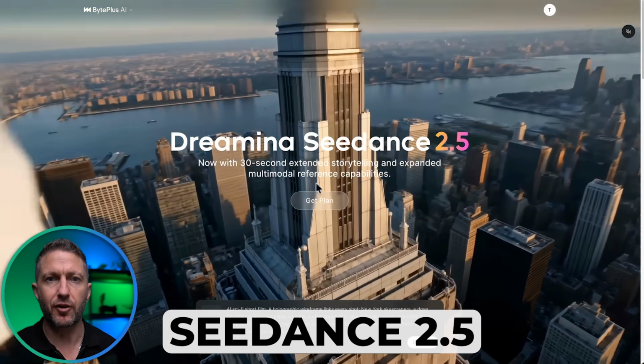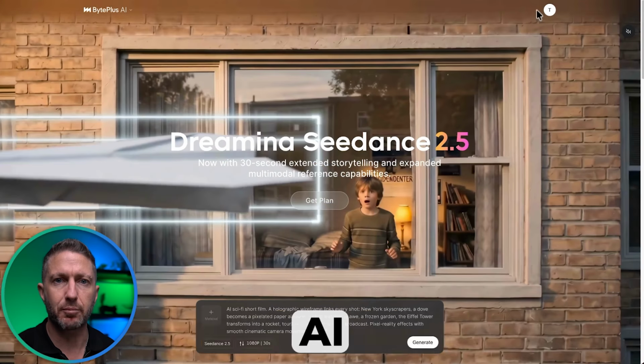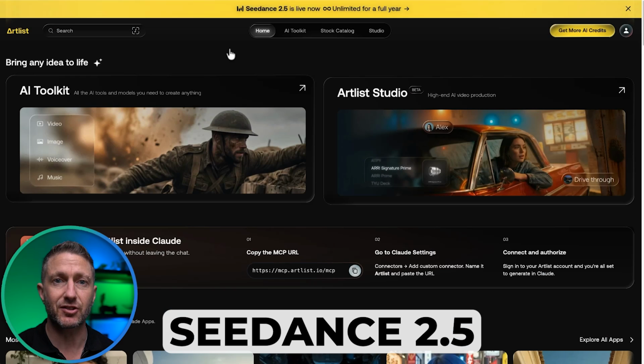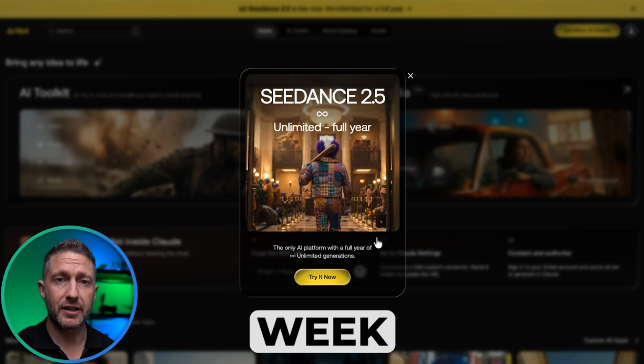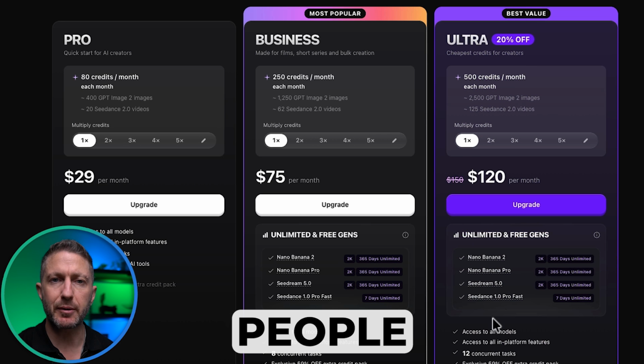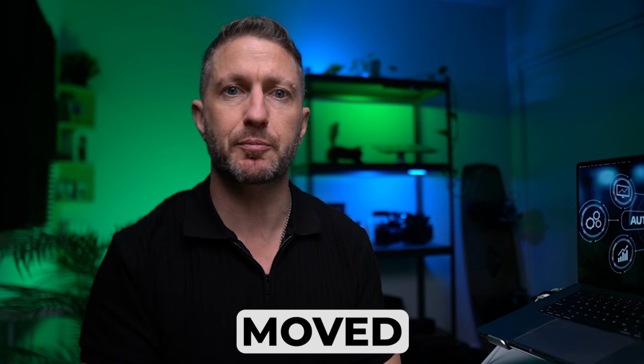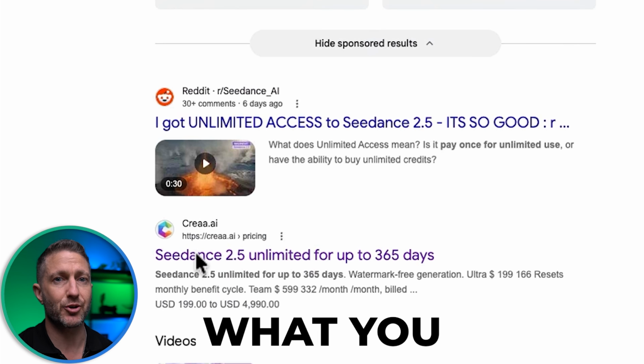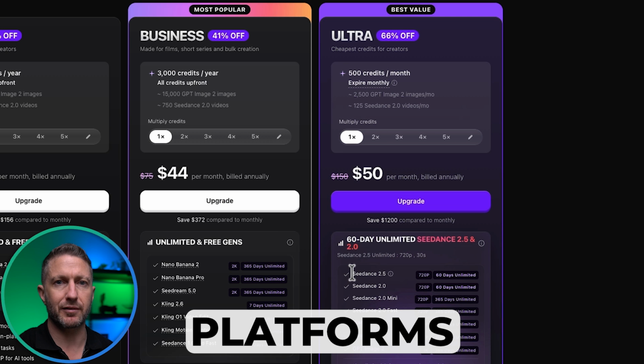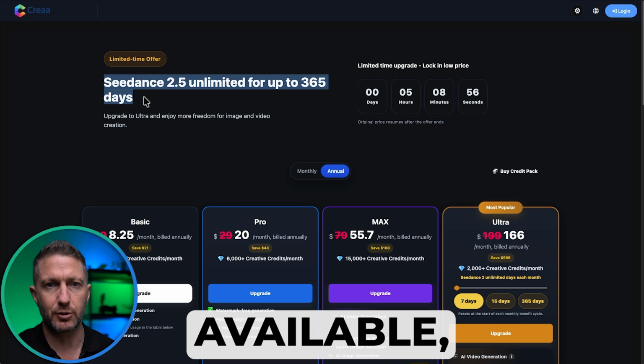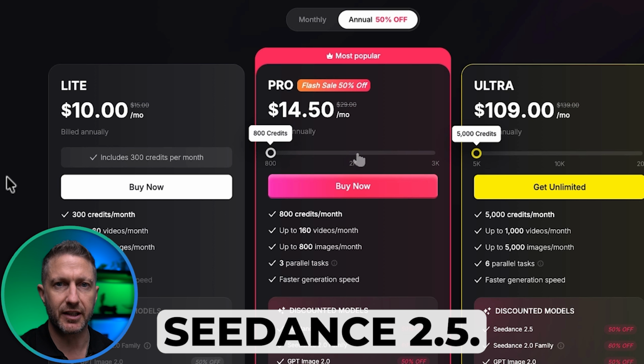When Seedance 2.5 was released, several all-in-one AI platforms announced they were offering Seedance 2.5 Unlimited, but a week later, those offers disappeared. Even people who signed up were moved back to pay per use. And while you'll still find websites claiming Seedance 2.5 free or unlimited, that's not necessarily what you actually get. So I've gone through the major platforms to find out what's really available and the cheapest way to actually use Seedance 2.5.